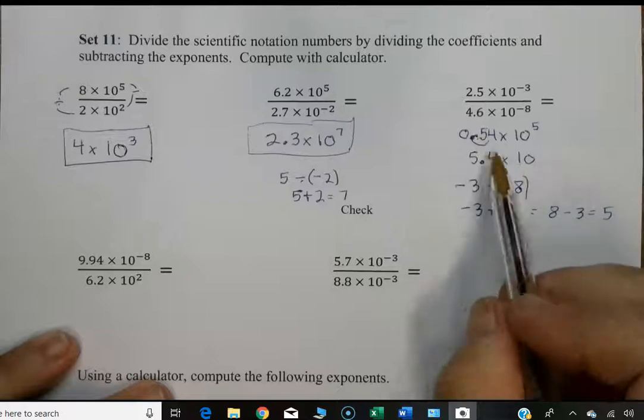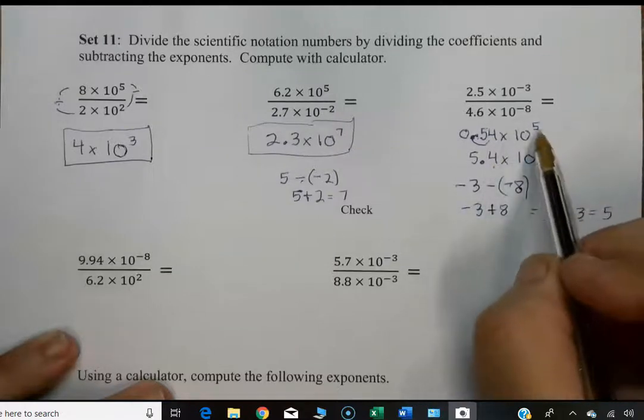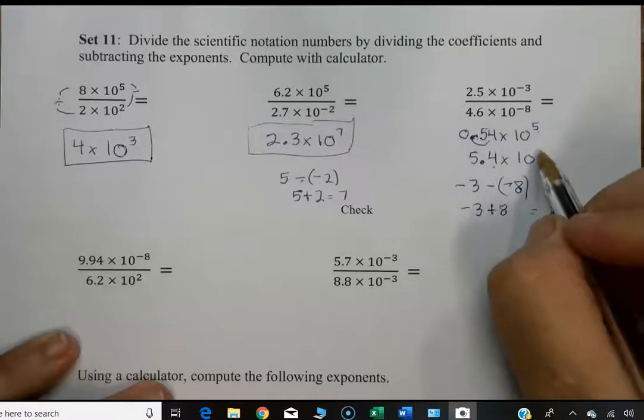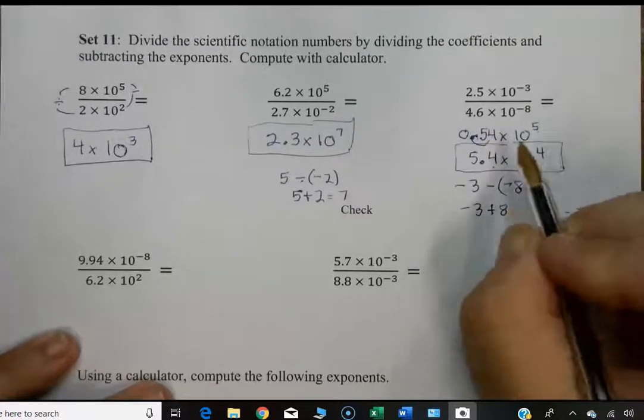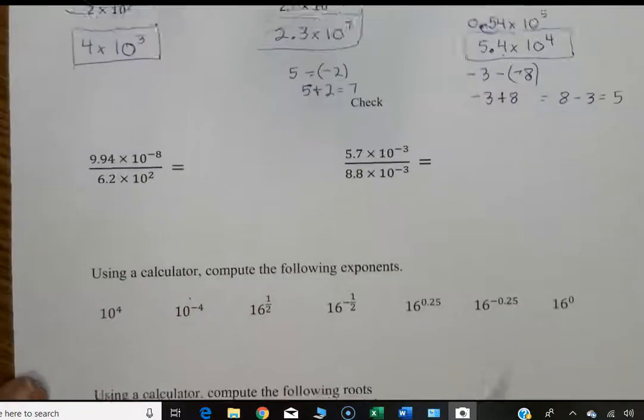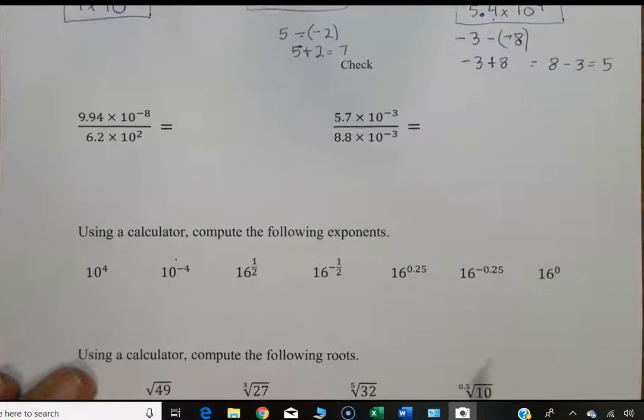Since we made this number bigger, we have to compensate by making this number smaller. So it goes from 5 down to 4. And that's the answer for this one. Okay? Good. Keep moving.